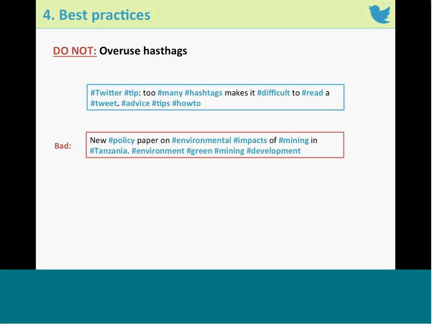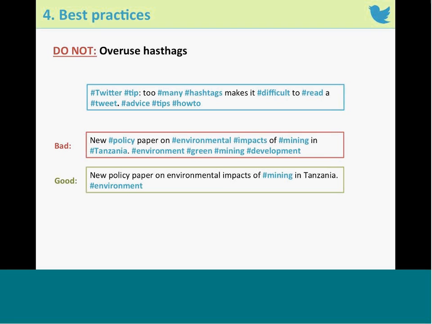It also kind of looks spammy. It looks like you're just trying to attract followers who might be looking for certain keywords. So the right way to go about this is to pick 1 or 2 relevant hashtags that will jump out. So: new policy paper on environmental impacts of hashtag mining in Tanzania, hashtag environment. This is the right way to go about it. And it's important to remember that people can actually search for keywords that aren't hashtagged. So if someone searched for the word Tanzania, both of these tweets would show up. So you don't have to hashtag every keyword in your tweet just to make it able to be found on Twitter.